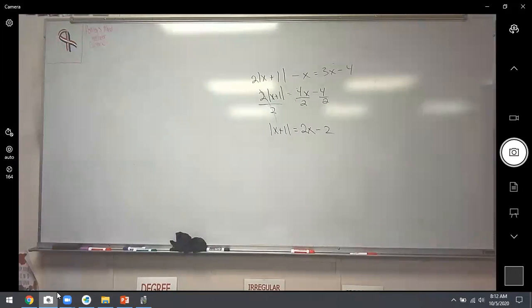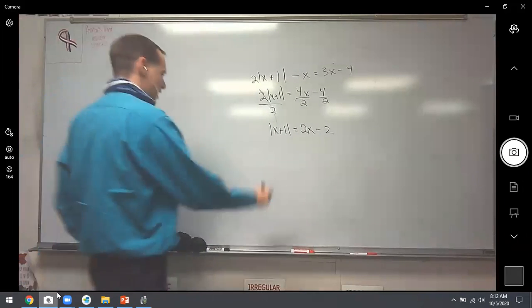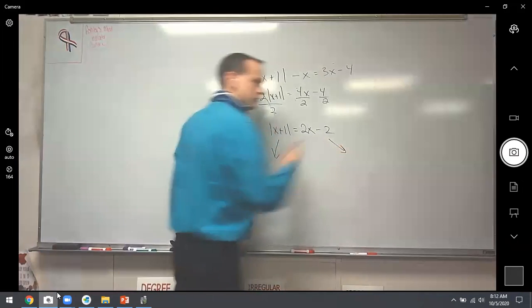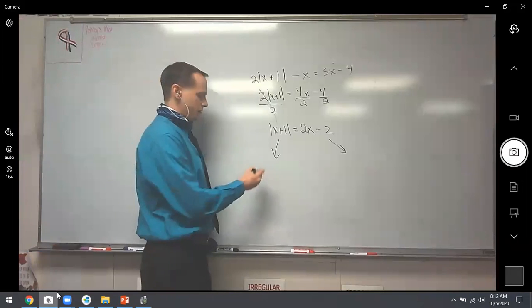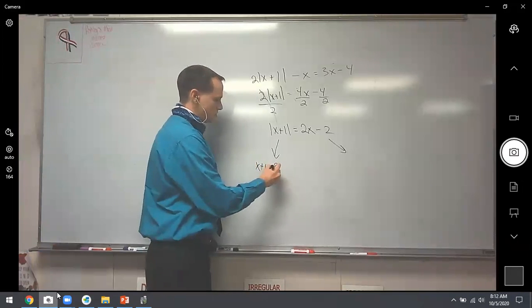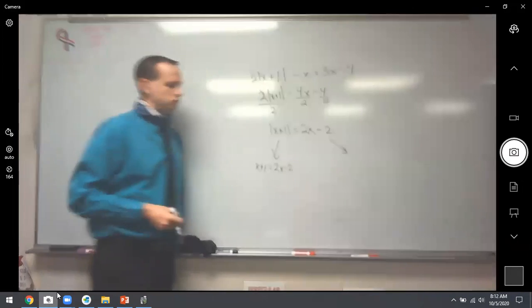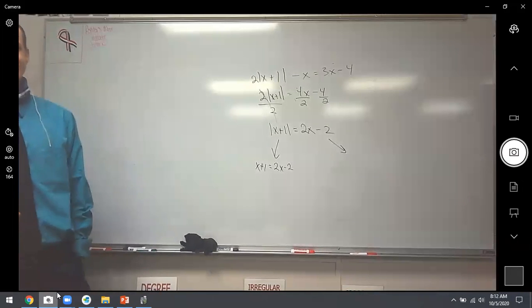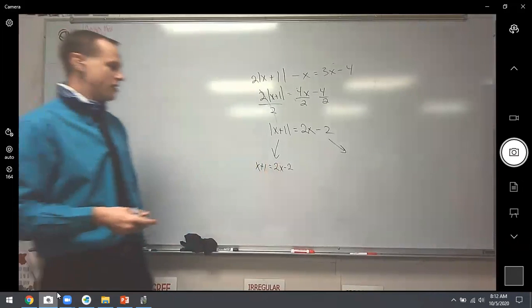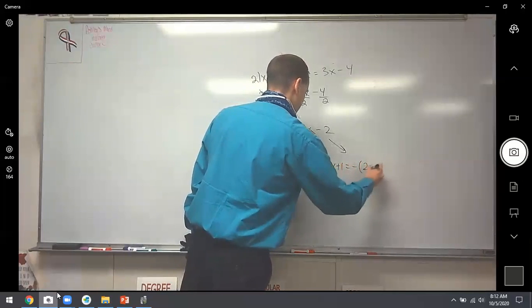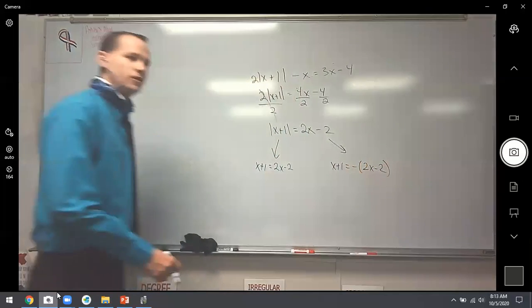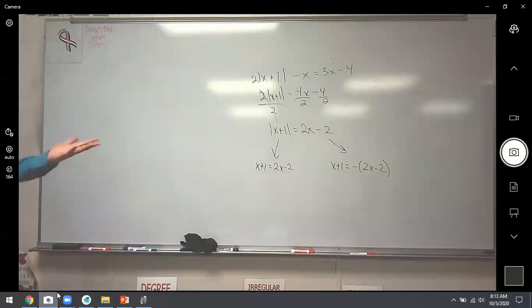Now that I have my absolute value completely alone, it is time to go down my 2 different paths. One of them, you just drop the absolute value. X plus 1 is, you don't do anything to the right side. X plus 1 is 2x minus 2. Cool. The other path you go down, you also drop the absolute value, but you negate, make the other side negative. So x plus 1 must be negative all of 2x minus 2.